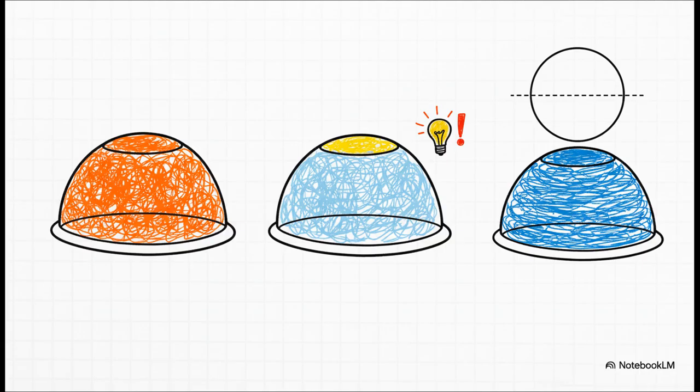So the formulas are pretty easy to guess. The volume is just half the sphere's volume, so that's 2 by 3 pi r cubed. The curved surface area is also just half of the sphere's, so 2 pi r squared. But, and this is a classic exam trap, the total surface area is the curved part, which is 2 pi r squared, plus the flat circle on top, which is another pi r squared. So the TSA is actually 3 pi r squared. Please don't forget that extra circle.